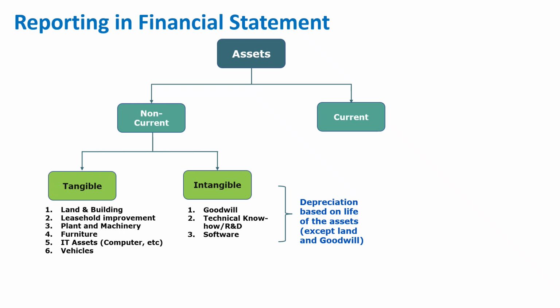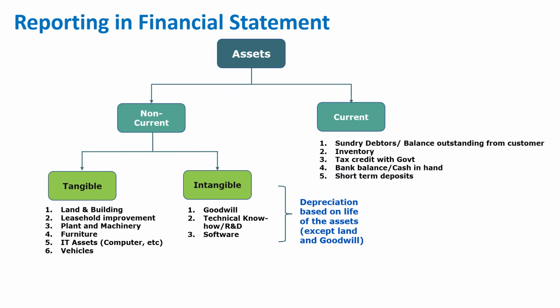Now, the second part is current. That means, as we discussed in the previous slide, assets which the company has the intention to convert into cash in the next 12 months. So the examples here are sundry debtors or balance outstanding from customers, inventory, tax credit with government, bank balance or cash in hand, and short-term deposits. So here I have given only the examples, but this is not the complete list.